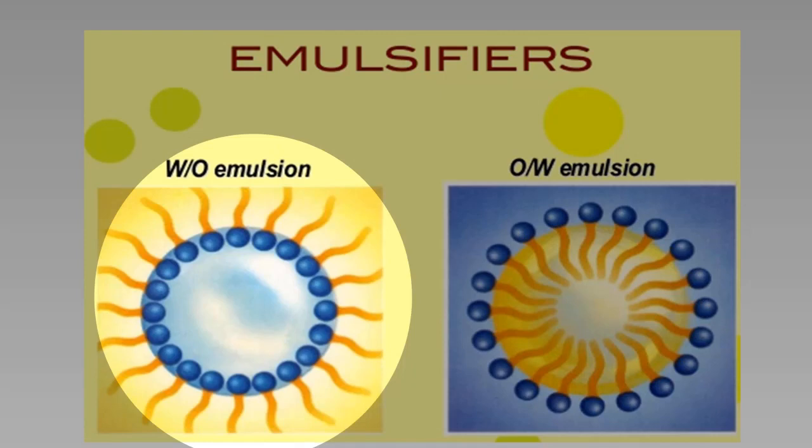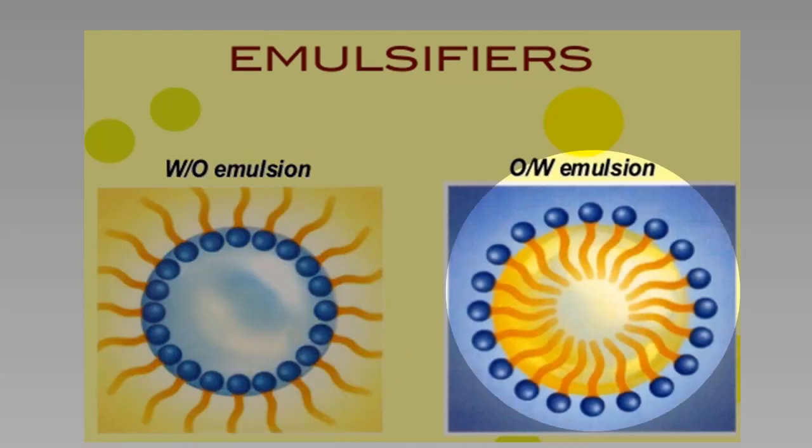First image is water in oil emulsion, where the hydrophilic head of emulsifier binds together with water molecules and faces towards the center, whereas the lipophilic tail of emulsifier binds with oil molecules so it is facing outside of the droplet, thereby it results in a stable emulsion. Second image is oil in water emulsion, where the hydrophilic head of emulsifier binds together with water molecules and faces towards the outside, whereas the lipophilic tail of emulsifier binds with oil molecules so it is facing inside of the droplet, thereby it results in a stable emulsion.